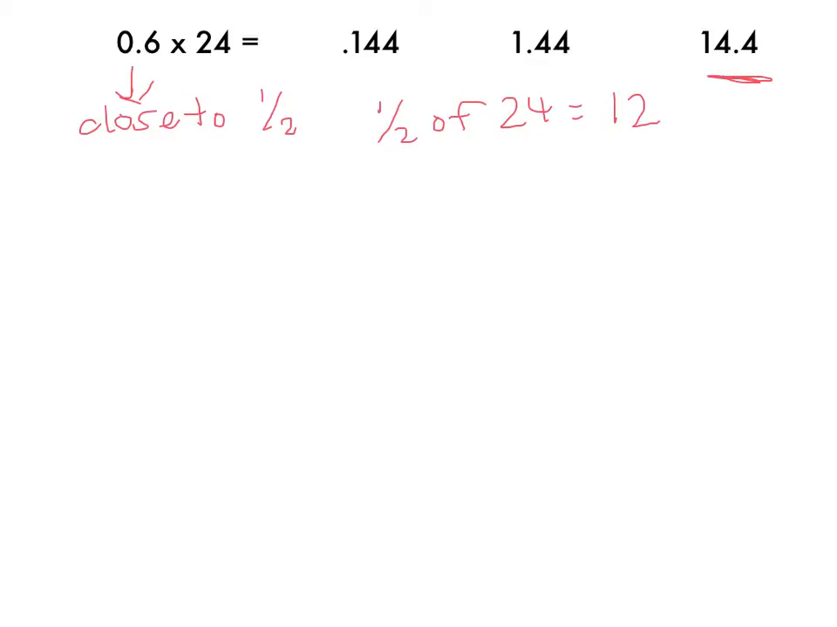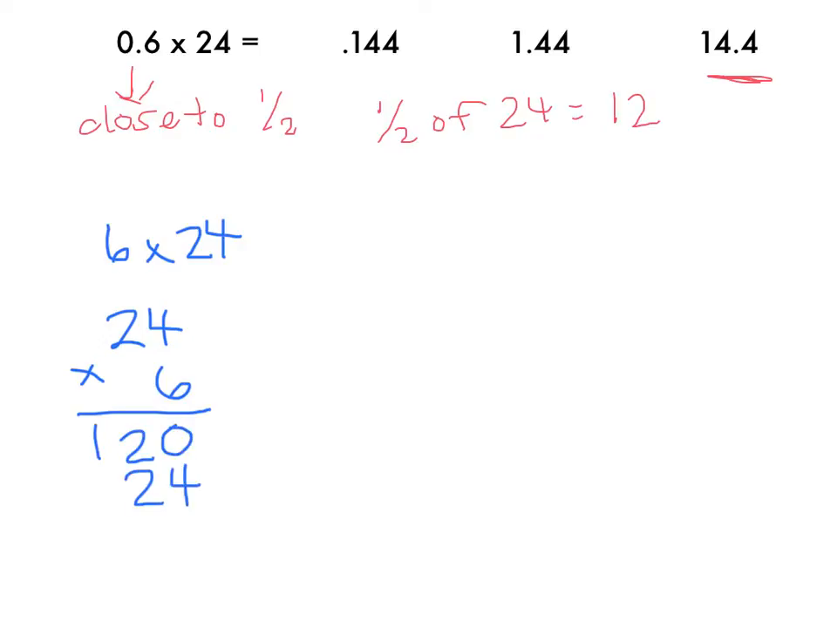Another way that I can do this is now I can actually solve the problem. But instead of thinking of them as 6/10 times 24, I'm going to think of them as whole numbers. So I'm going to think of the problem as 6 times 24. So 24 times 6 would be 20 times 6 is 120, and 4 times 6 is 24. So that means that 24 times 6 is 144.